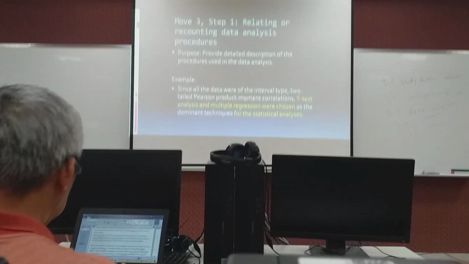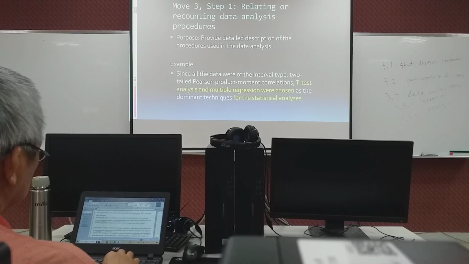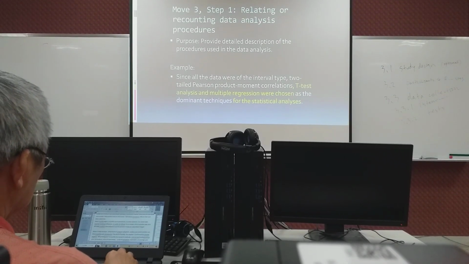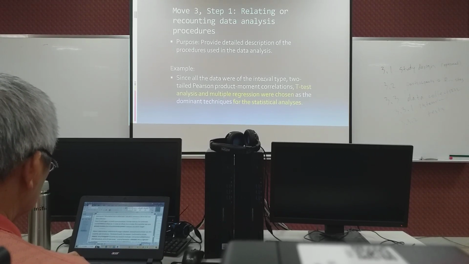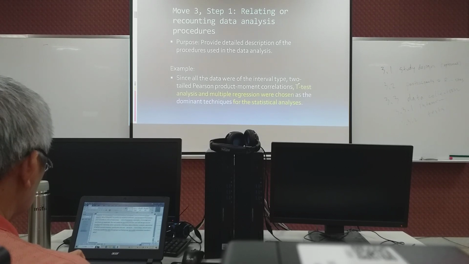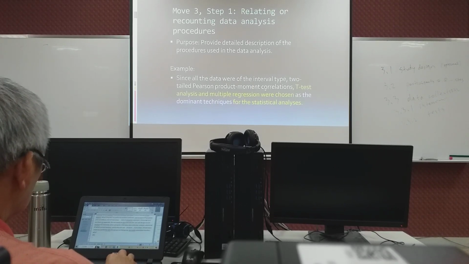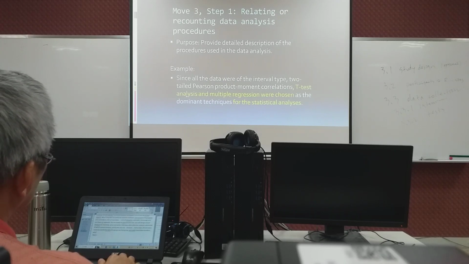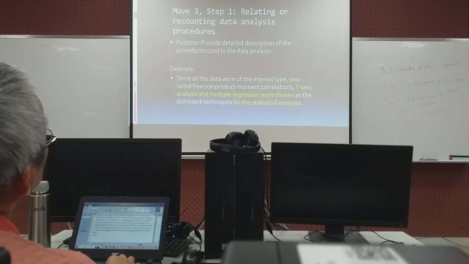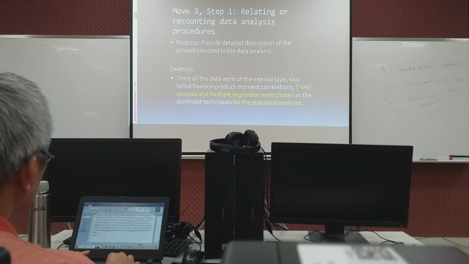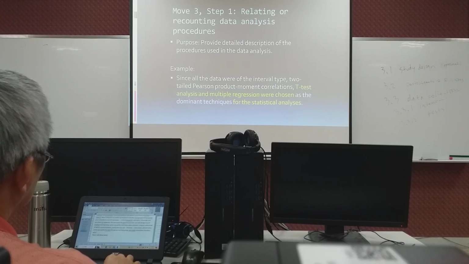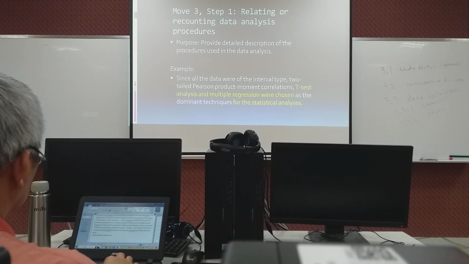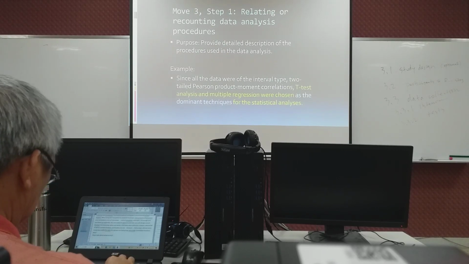Okay, so step 1 is to provide detailed descriptions of the procedures used in data analysis. So this is an example. Since all the data were from interval type, two-tailed Pearson product moment correlations, t-tests, and multiple regression were chosen for the statistical analysis. So they talk about what kind of statistical procedures were used in quantitative research. Okay, so this is about data analysis.